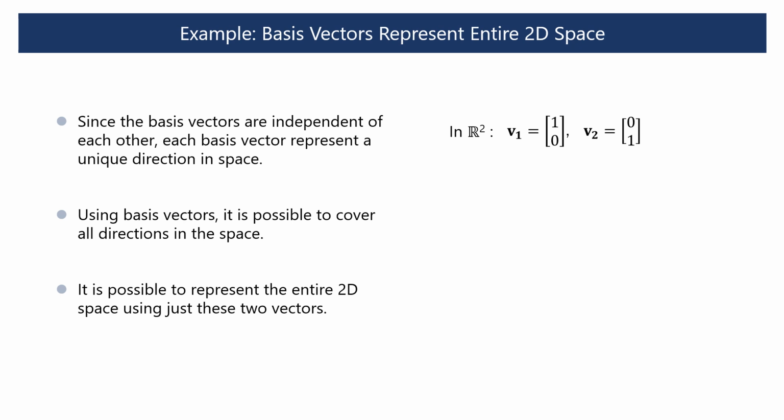As an example, let's consider a simple two-dimensional space. In a two-dimensional space, the vectors (1, 0) and (0, 1) are considered to be the basis vectors. They correspond to the x-axis and y-axis respectively. And any point in a two-dimensional space can be expressed as a combination of these two vectors. For example, the point (3, 2) can be expressed in this way. In other words, it is possible to represent the entire two-dimensional space using just these two vectors.